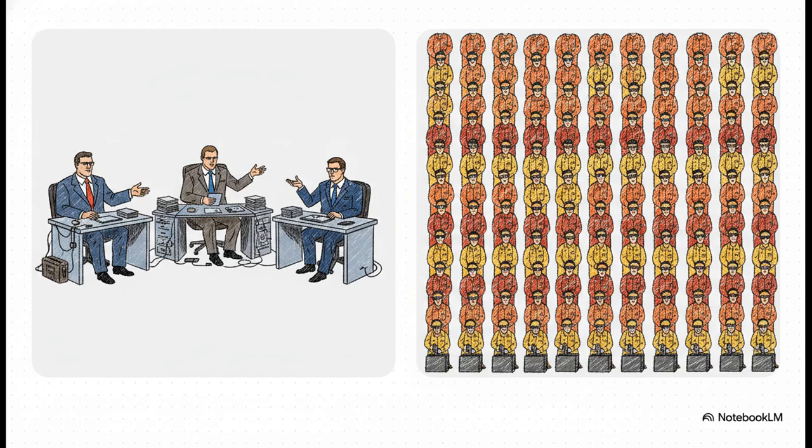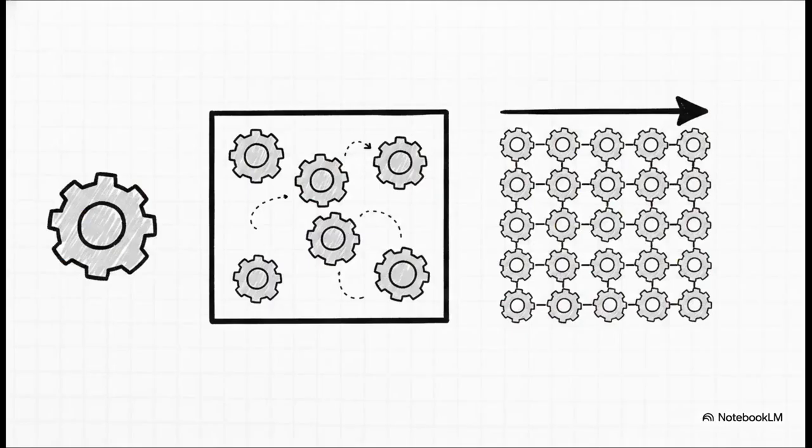So instead of doing one really complex task quickly, it takes a single, simple instruction and applies it across thousands of different pieces of data all at the exact same time. And here is exactly how that SIMD model breaks down.